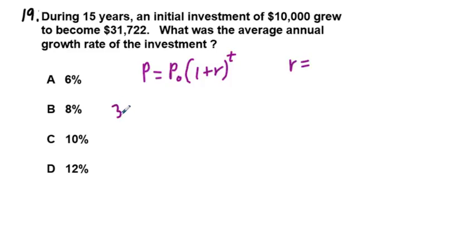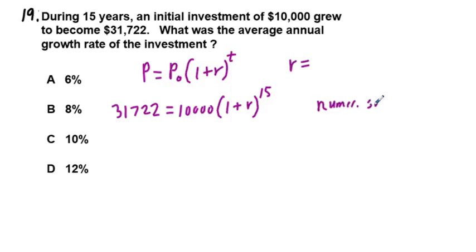We know our final value is $31,722, and we know that our initial investment is $10,000, and we have 1 plus what we don't know, R, and we know the time, 15 years, so the power of 15. So we could divide by 10,000, and so we get 3.1722 equals 1 plus R to the 15th power, take the 15th root, and so forth. But this one, I'm going to suggest using in our calculator something we call numerical solve, or sometimes called nsolve.